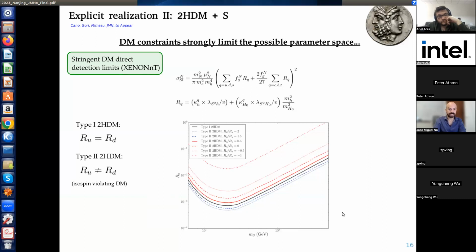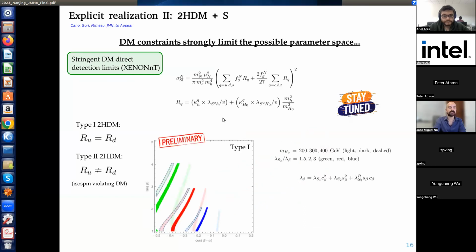And you see here, say, the limits on these quantities from the latest XENONnT direct detection bounds. For type 1 two-Higgs doublet model, this R_Q is the same for up and down type quarks. And for type 2 two-Higgs doublet model, this R_Q is different between up type and down type quarks. And this can give rise to what's called isospin violating dark matter. So this is work in progress. I have a few more results on this that I didn't have time to put in the talk. It will be out soon enough, we hope, in a couple of months, maybe, something like this.